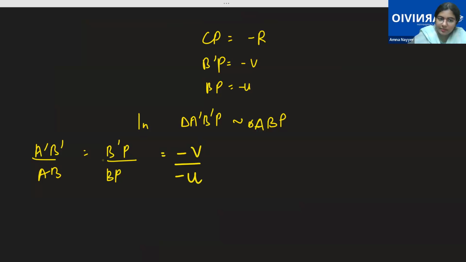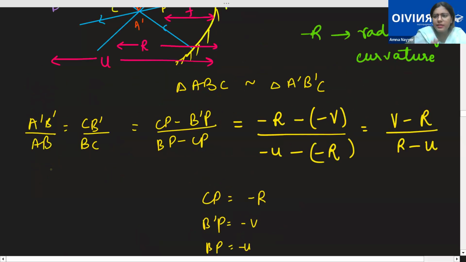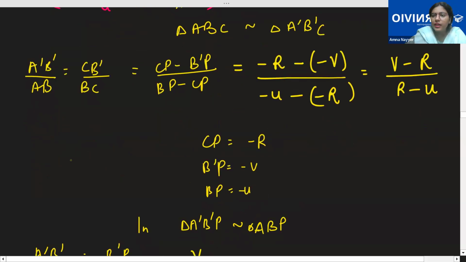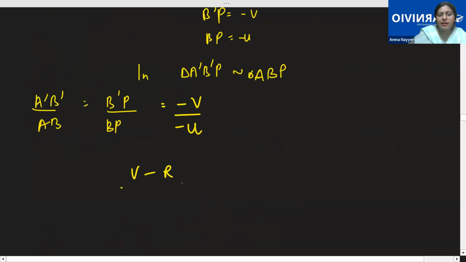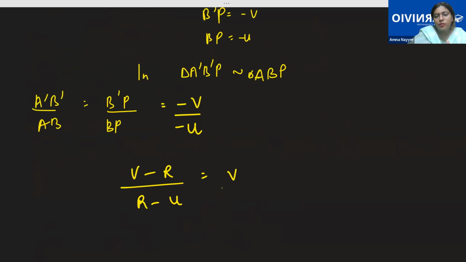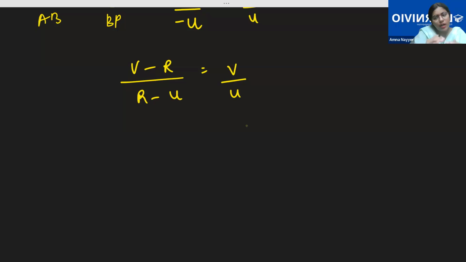Now, this term is equal to A dash B dash by AB. The other term was also equal to A dash B dash by AB. It means I can equate both of these. This is V minus R by R minus U, equal to this term, V by U. Now we just have to simplify, and the answer is there. That's all. This is what you need to understand. If you are done with this step, afterwards you'll be able to understand easily.